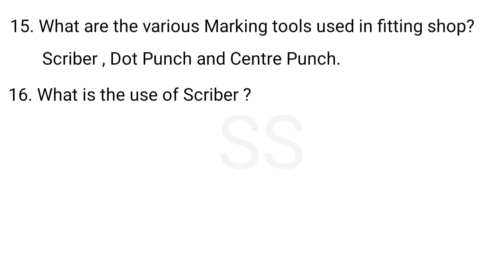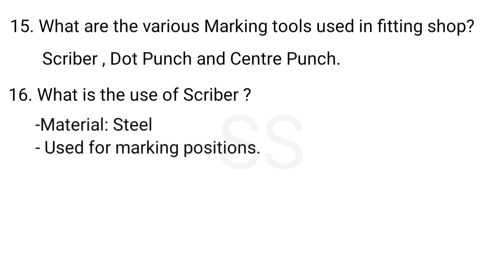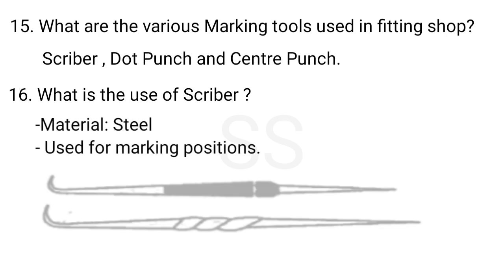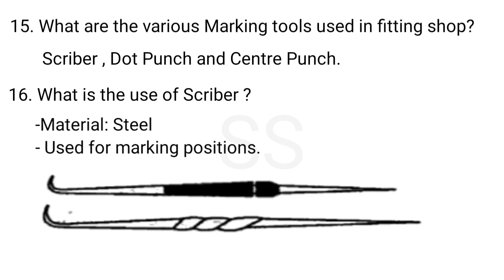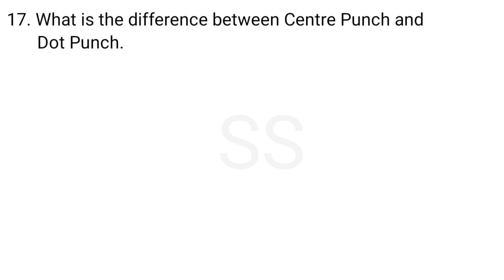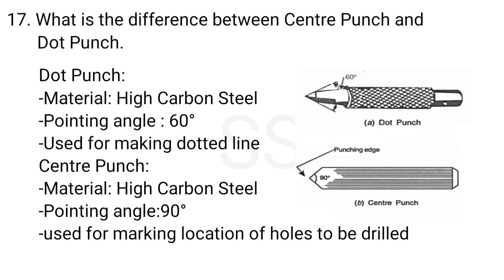What is the use of scriber? A scriber is a steel tool used for marking the position. It has a pointed side, which is used to scratch fine, accurate lines on metal. What is the difference between center punch and dot punch? The pointing angle is 60 degree for dot punch, but 90 degree for center punch. Dot punch is used for making precise reference points, while center punch is used for creating a deeper dent before drilling. Dot punch is commonly used for marking lines. However, center punch is used for preparing holes for drilling.